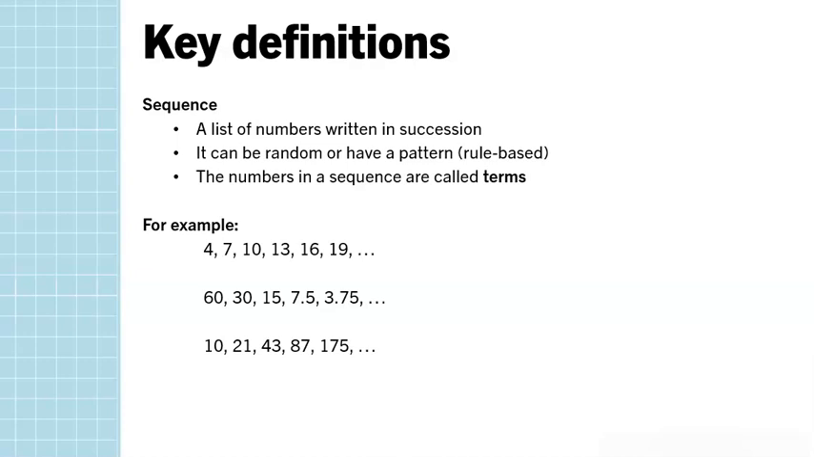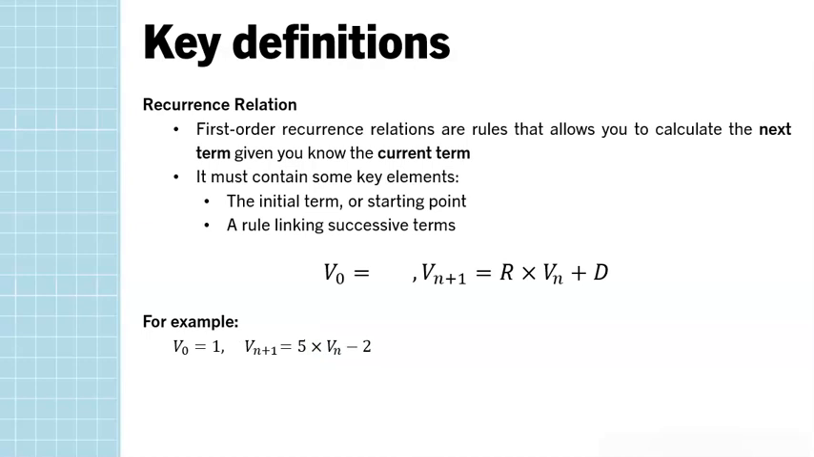As we said, for the terms in the sequence, if I was asked for the fourth term, we're talking about the fourth number along from our starting point. In Further Maths, we use recurrence relations to describe these rule-based pattern sequences. A first order recurrence relation allows us to calculate the next term, given that we know the current one.